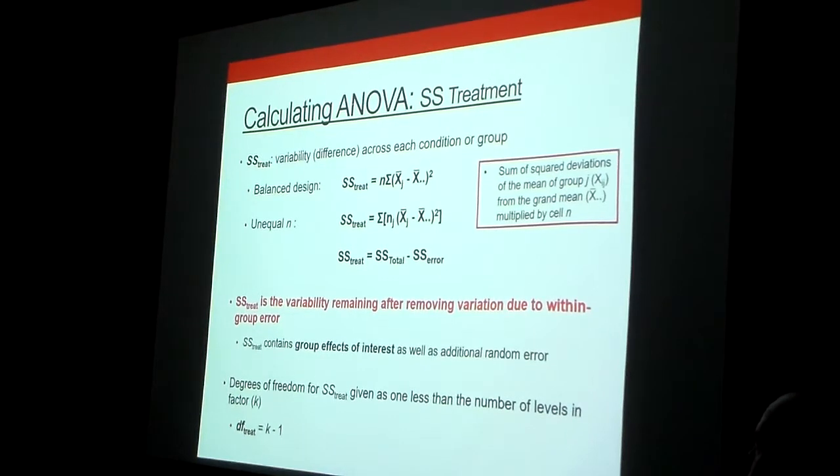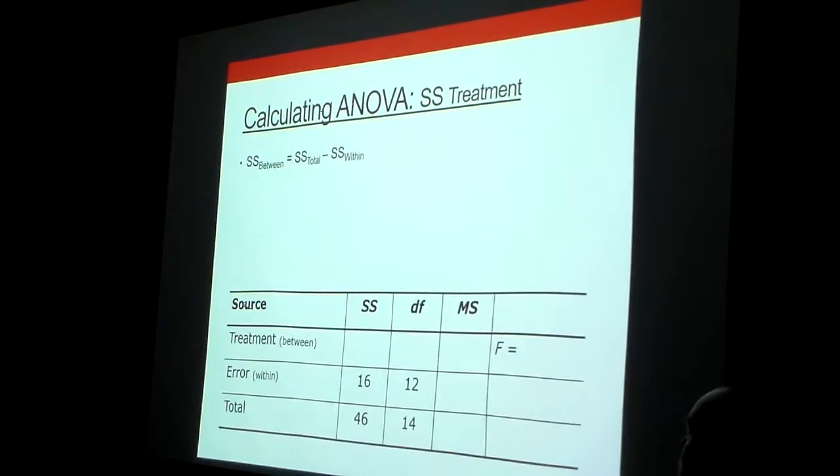Sam, how many degrees of freedom associated with our sum of squares treatment? 2. 2, perfect, right? 3 levels minus 1 gives us 2. Okay. And so again, going to our table here, our sum of squares between is our sum of squares total minus sum of squares within. We've got our total minus our within. 46 minus 16 equals 30. Degrees of freedom, 3 minus 2 equals 1. There we go. Okay. All right.